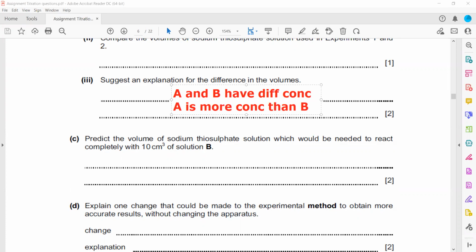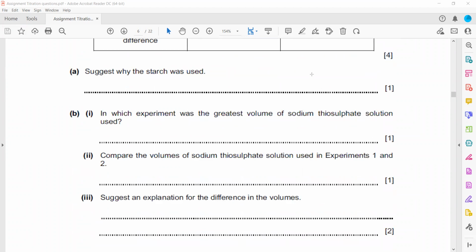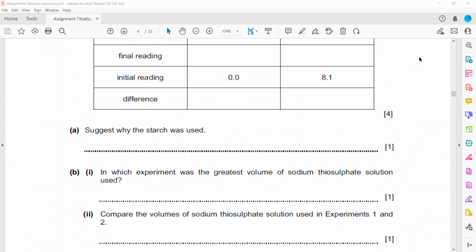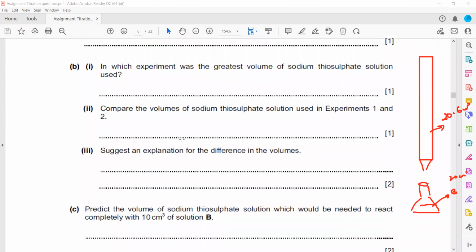Then predict the volume of thiosulfate for solution B needed to react with 10 cm³ of solution B. For solution B, the burette was filled with thiosulfate and we used 20.6 cm³, and the conical flask was filled with 20 cm³ of solution B. Now they are saying if we use 10 cm³ of solution B, how much thiosulfate is needed?